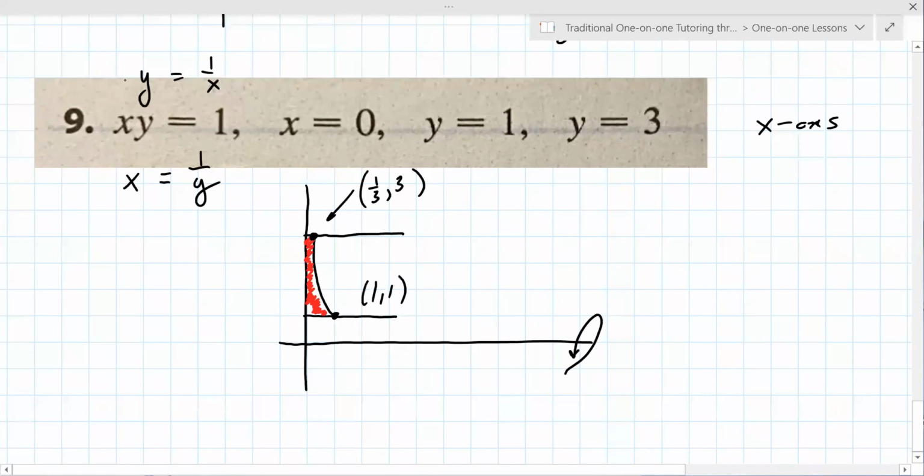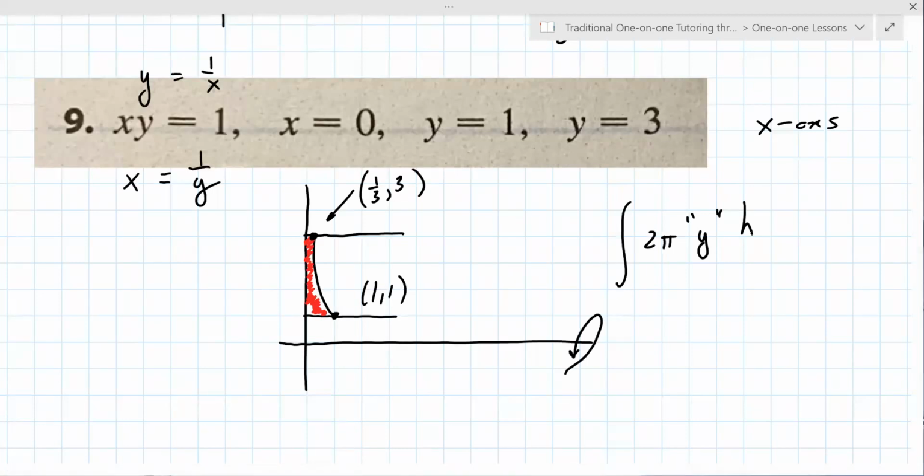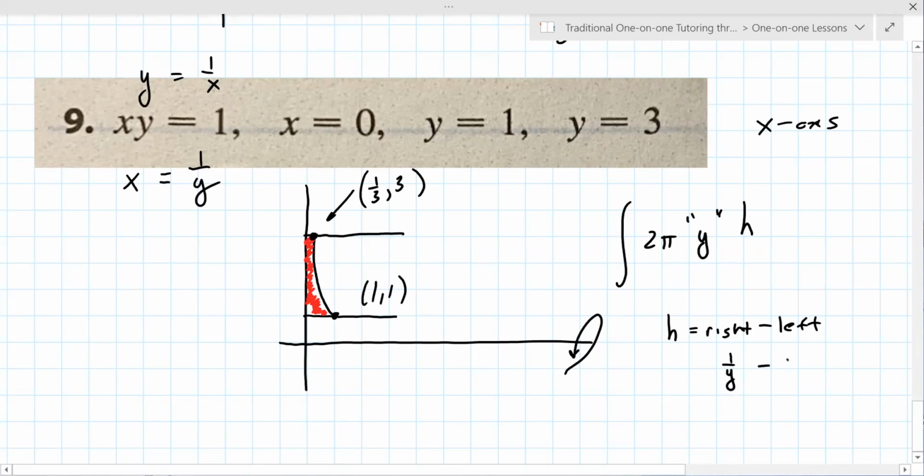All right. Okay, so the integral is the integral 2 pi, and this time I'm going to put y in quotes, height, and the height's kind of in quotes too. Everything's kind of different now. So this time, instead of height being top minus bottom, it's right minus left. So in this case, your right is 1 over y, and your left is 0.